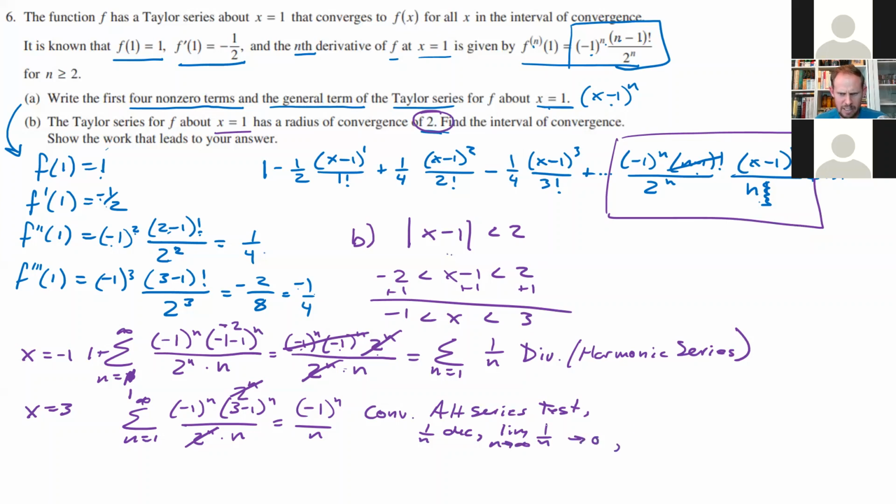I don't remember what else we had to say. 1 over n is greater than 0. I don't remember if positive was part of just the integral test or the alternating series test, but either way, it converges, and the negative 1 diverges. So we get negative 1 is less than x is less than or equal to 3, or negative 1 to 3, including 3, not including negative 1. Yeah, I don't think positive was required because we've already taken the absolute value of it for the alternating series test. So there we go.